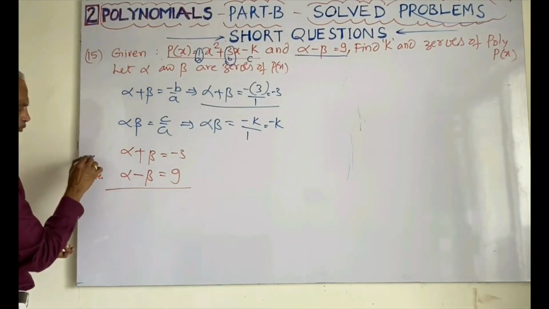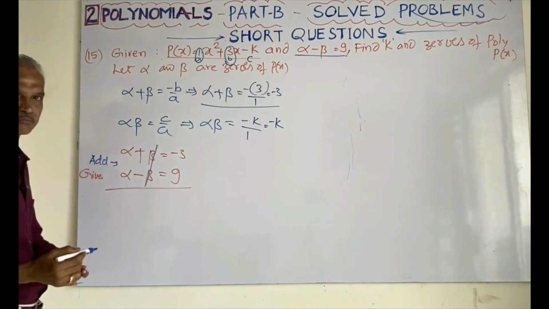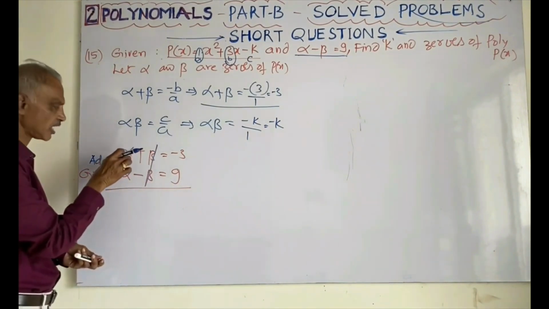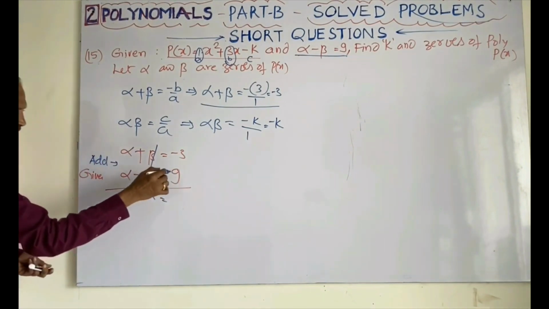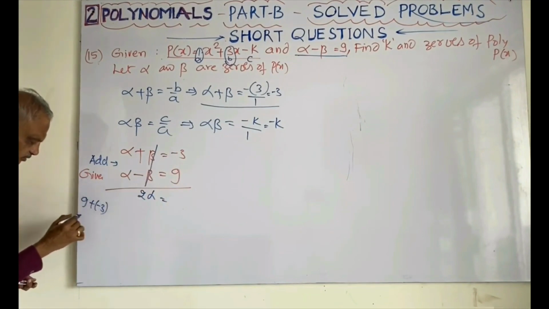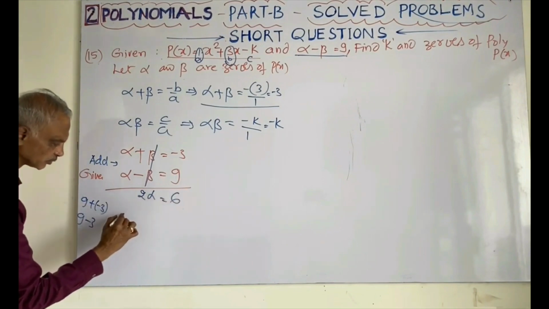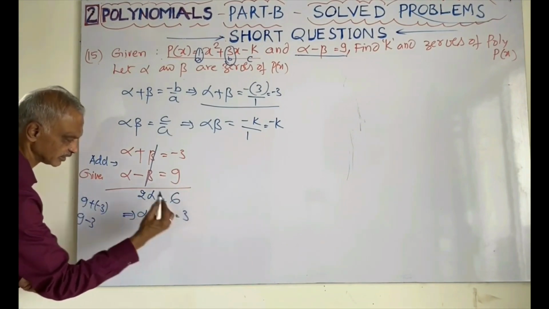Adding these two, plus beta and minus beta cancel. We have to add alpha plus alpha, 2 alpha. 9, see, we have to add 9 plus minus 3. 9 plus into minus 3 means 6. You will get alpha is equal to 6 by 2, that is 3.